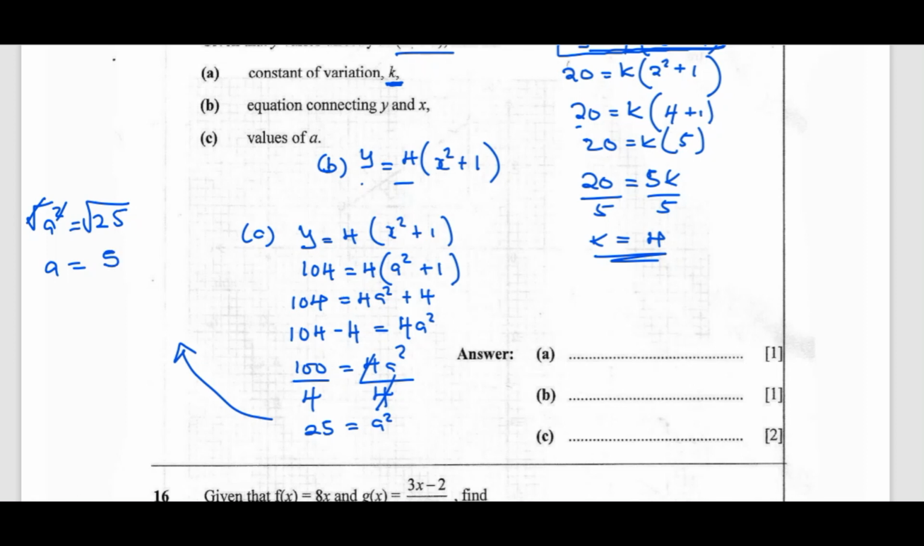So meaning that a can be either positive or negative. So we'd say a is equal to 5, or a is equal to negative 5. So these were the answers: a is equal to 5, or a is equal to negative 5. Okay, so we can move.